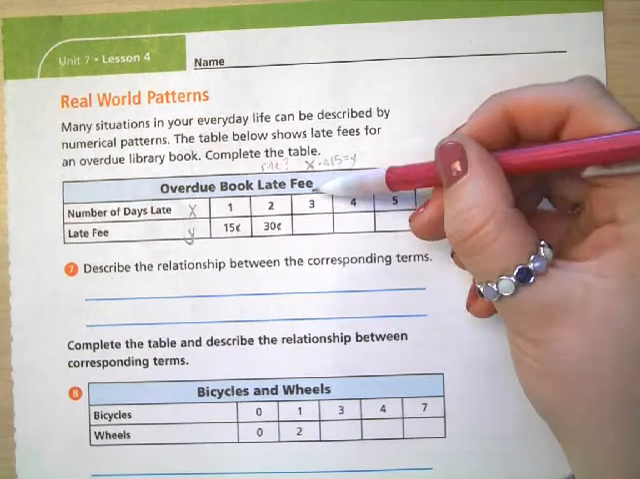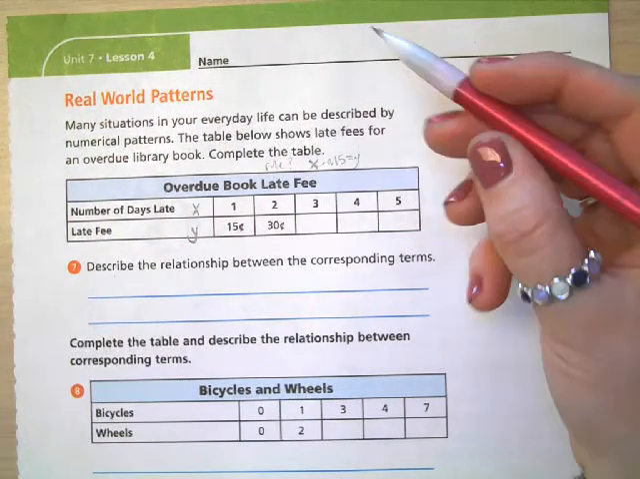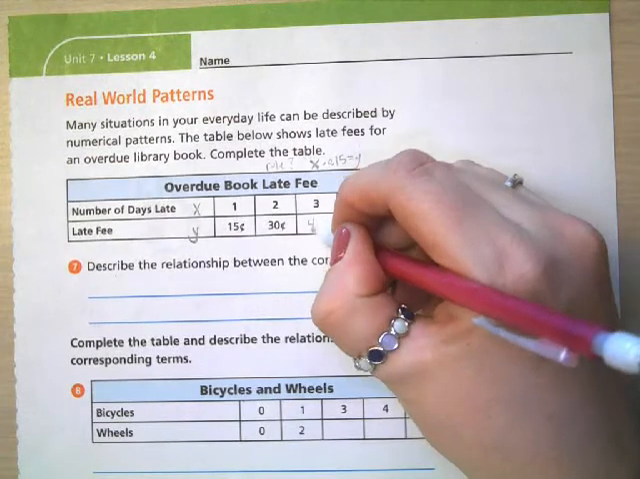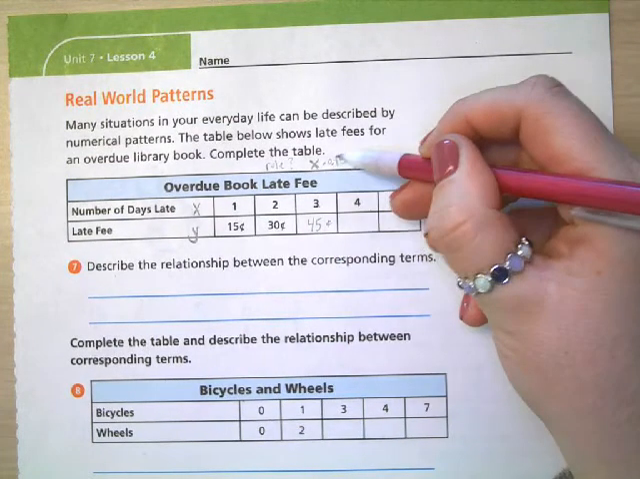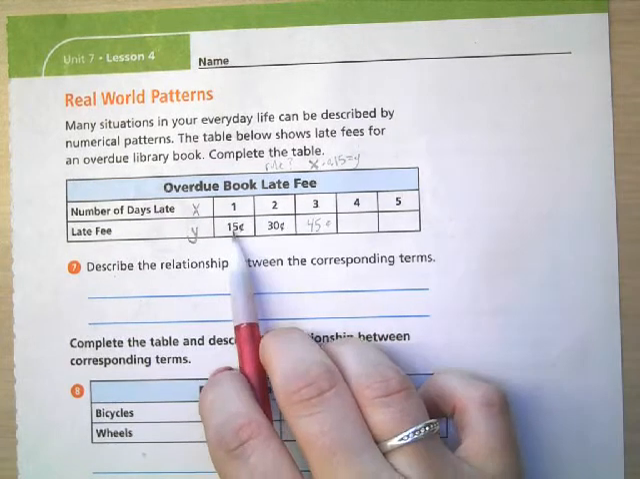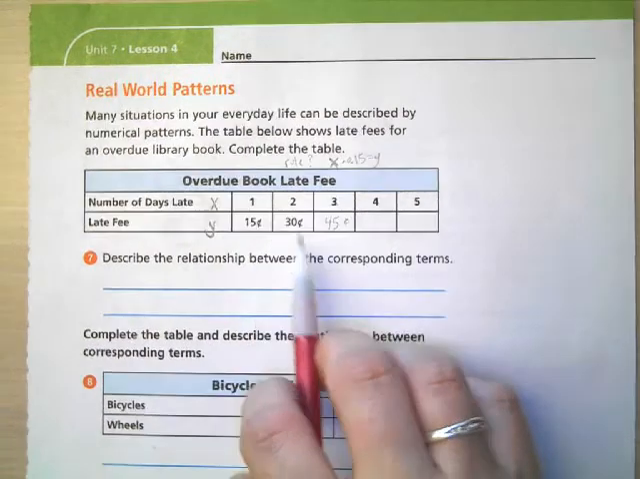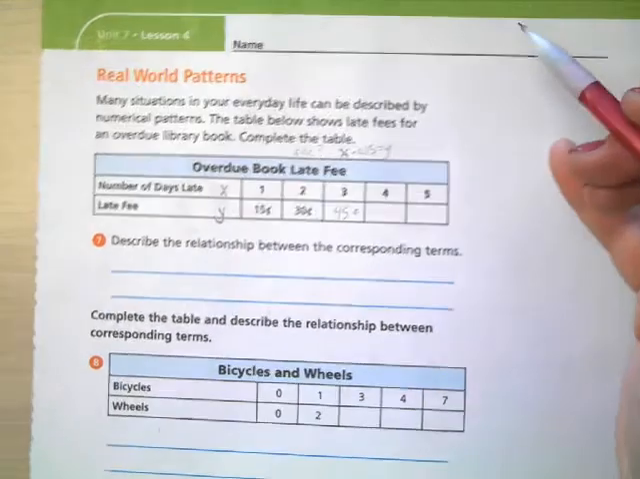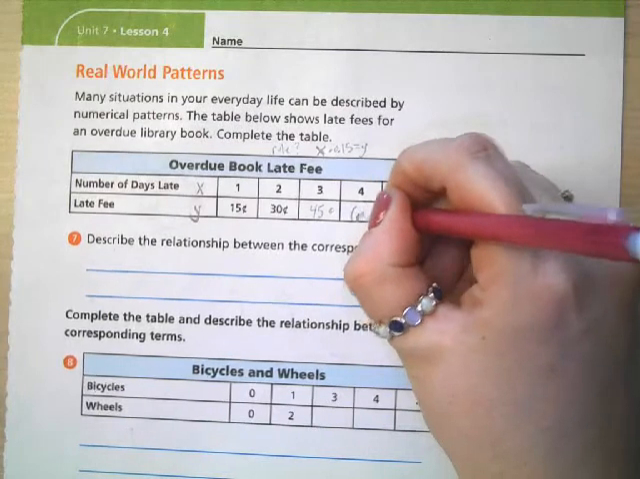So, number 3, if I'm on the 3rd day of an overdue book, then my late fee will be 45 cents. So you can find that by doing 3 times 0.15, or you could just look at the Y pattern. 15, 30, 45. It's going up by 15 cents every time. So day 4 is going to be 60 cents, and day 5 is going to be 75 cents.